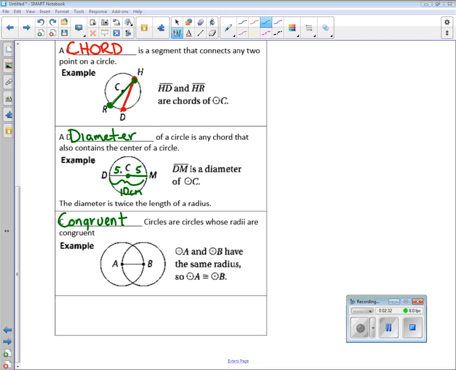Congruent circles are 2 circles that have the same length radius. So if you think about it, here's a radius for the one circle on the left, and then going from the center of the other one in the other direction, we create 2 radii that are the same length. So those circles are congruent.